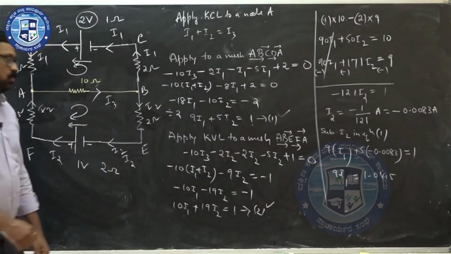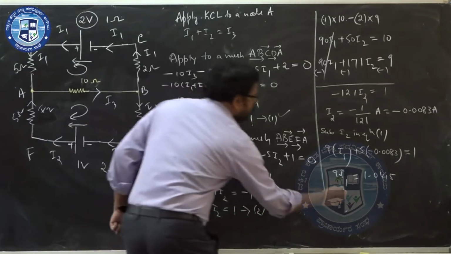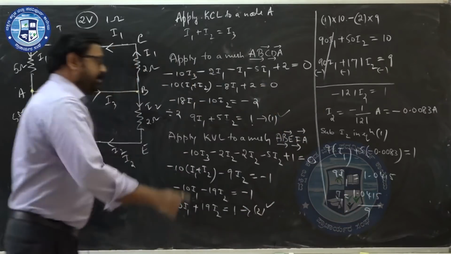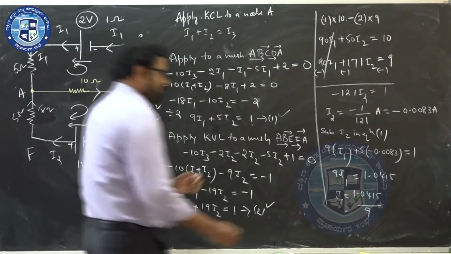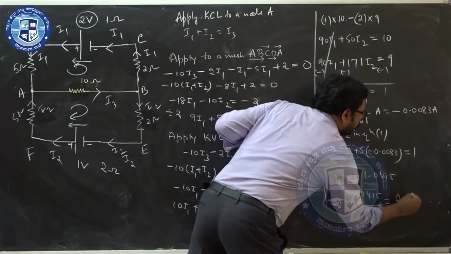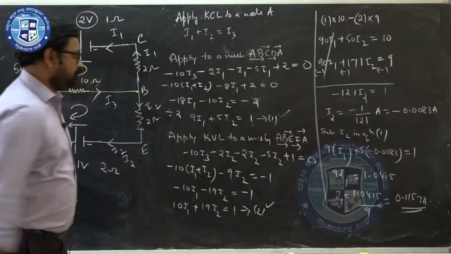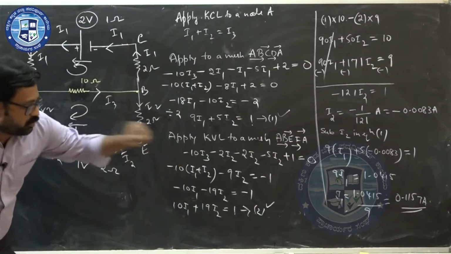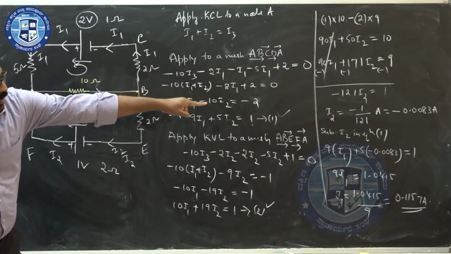9I1 will be equal to 1.0415. If you simplify that, I1 will be equal to surely 1.0415 divided by 9. Don't you think that particular part you can simplify using a calculator? It comes around 0.1157 ampere. That means you got the current through the first cell, that is 0.1157 ampere. You got the current through the second cell, that is obviously minus 0.0083 ampere.